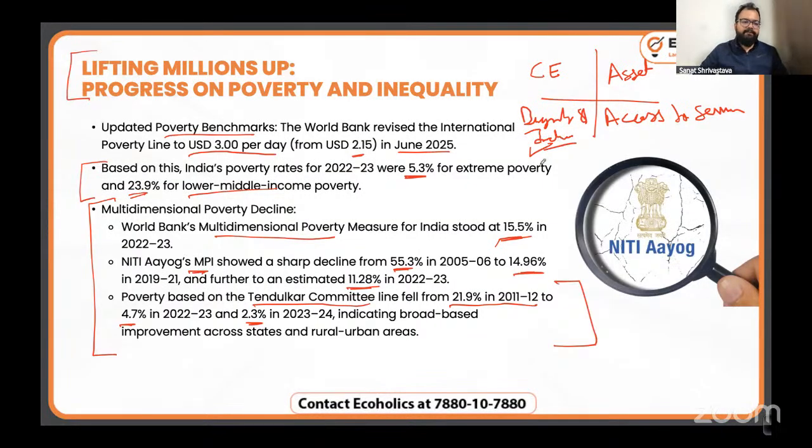Very important. So India is moving from how many poor to how capable. You can write this line: India is moving from how many poor to how capable.